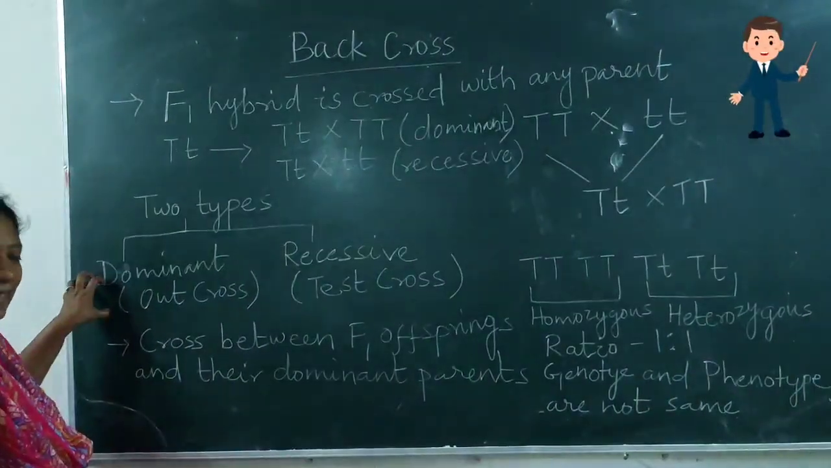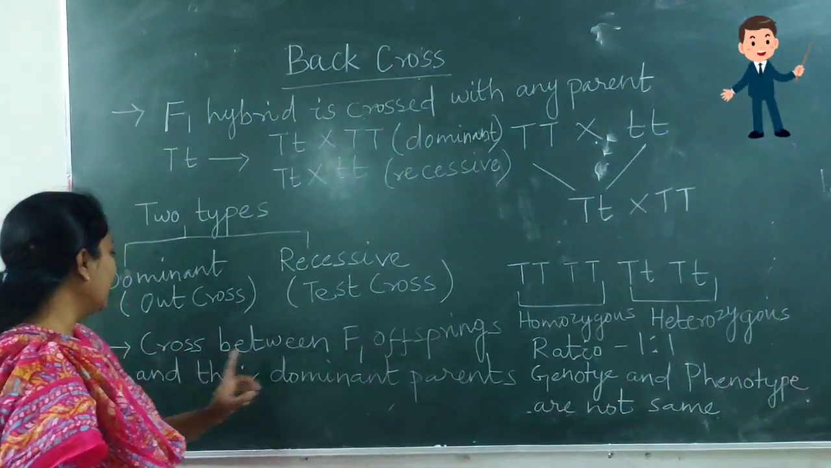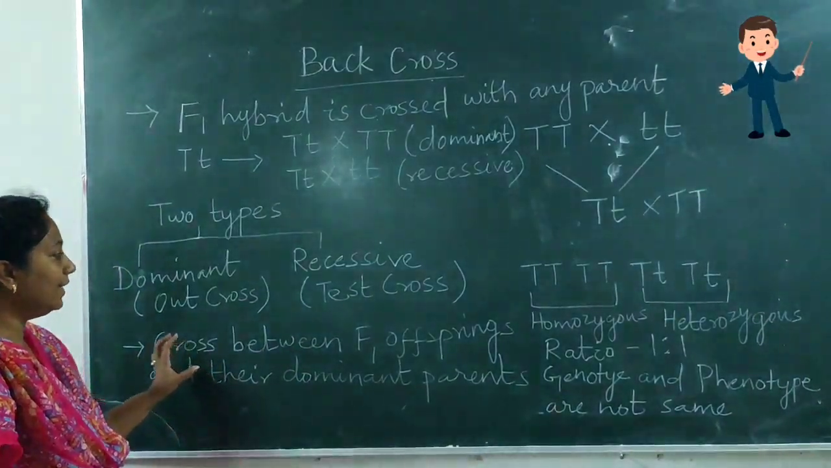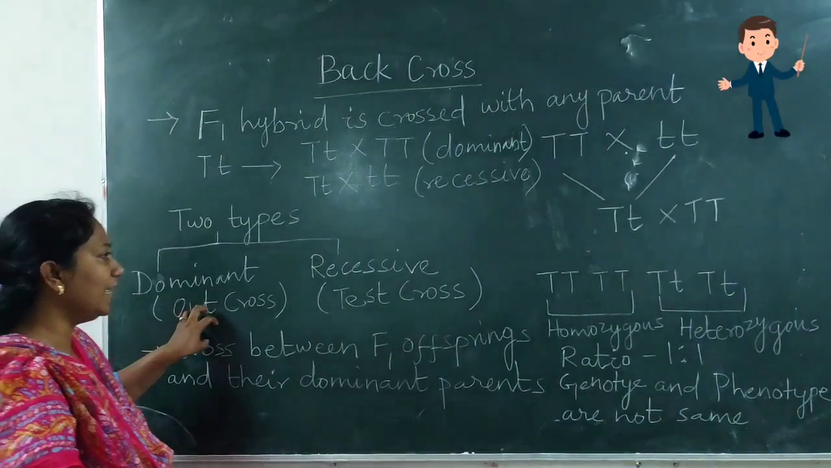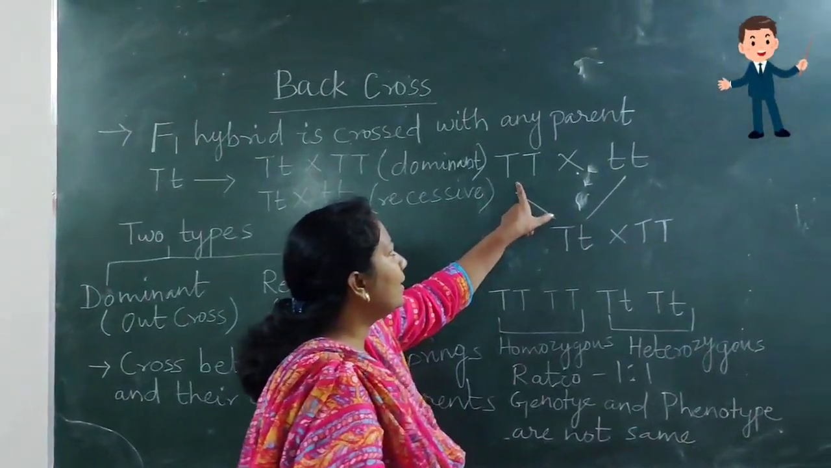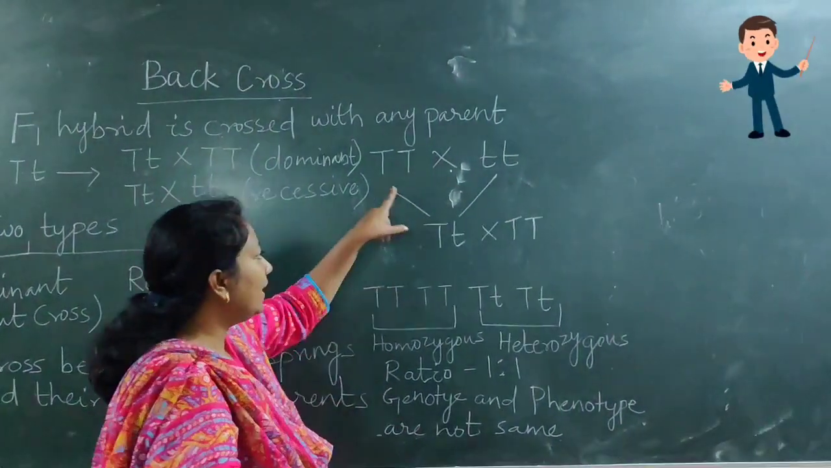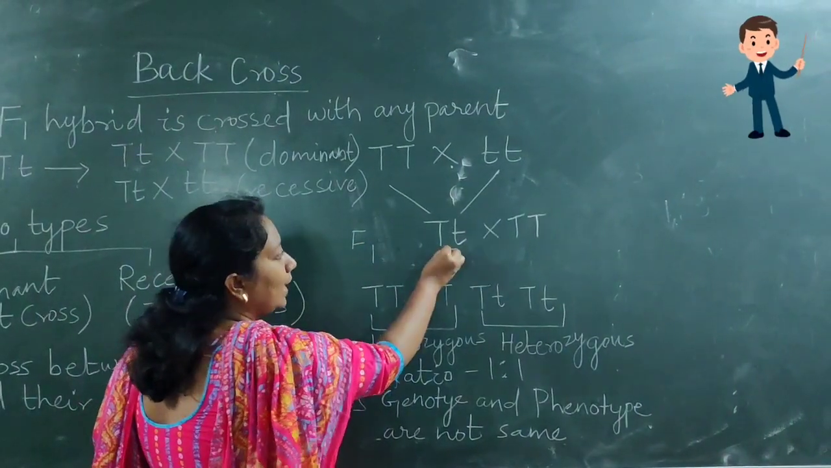Dominant back cross is nothing but when we cross F1 offspring with dominant parents, only dominant parent, then it is known as dominant back cross or dominant outcross. Now these are the homozygous parents or parental generation. When they are crossed, we got the F1 generation or the F1 hybrid.